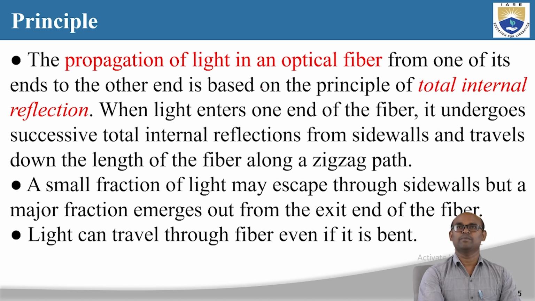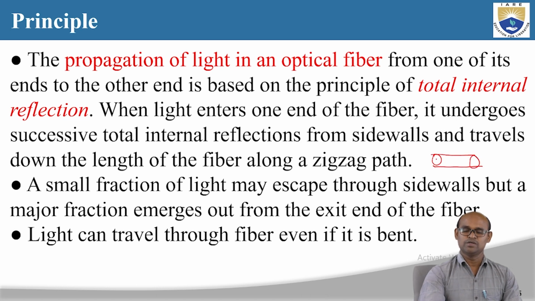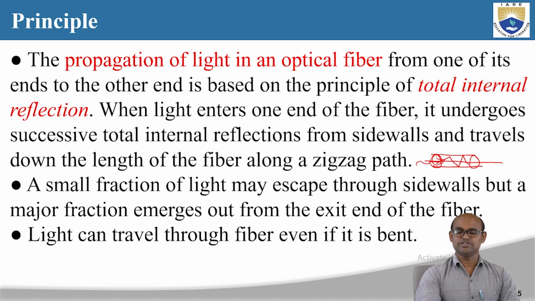Next, in detail, the principle for the propagation of light. The propagation of light in an optical fiber from one of its ends to the other end is based on the principle of total internal reflection. So when light enters from one end of the fiber, it undergoes successive total internal reflections from the side walls and travels down the length of the fiber along a zigzag path.